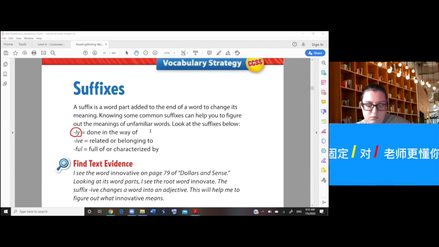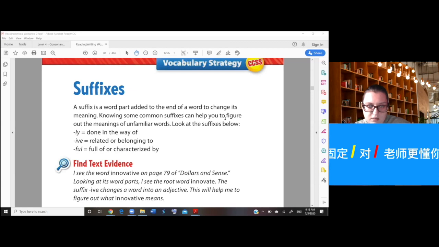Q-U-I-E-T. And you add this to the end, and it becomes what? What does quiet become when you add the suffix L-Y? Quietly. Q-U-I-E-T-L-Y. Good job. Suddenly, S-U-D-D-E-N-L-Y. So it's sudden plus the suffix. Okay, so you understand.